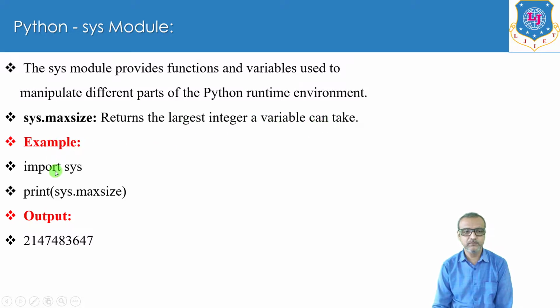For example, we always have to import the module first. Here we are going to import the sys module, that is import sys. Then print of sys.maxsize will give us the output, that is this number. This is the largest integer a variable can take.